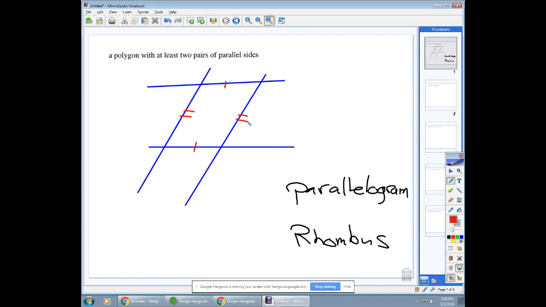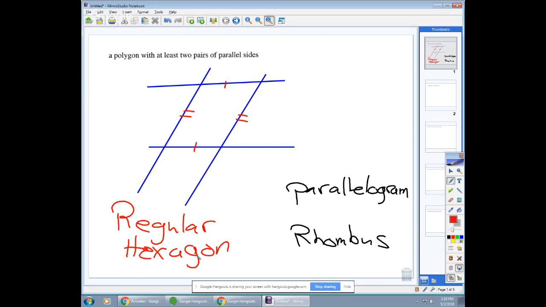Anything else? I wrote a trapezoid, but I don't think a trapezoid works. A trapezoid is at least 1 pair of parallel sides. A hexagon? Almost, not any hexagon. Like an equilateral, a regular hexagon. So a regular hexagon would work here. Is that right? Yeah, that would work. Like a square or a rectangle? A square would work, a rectangle would work.